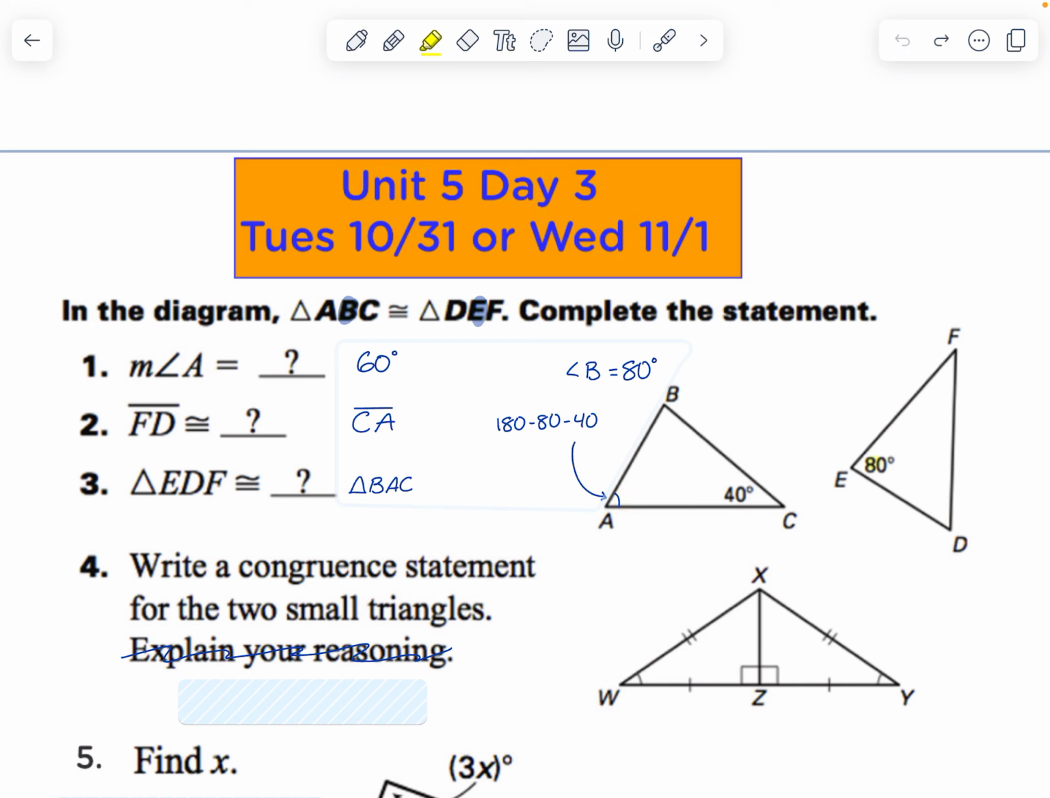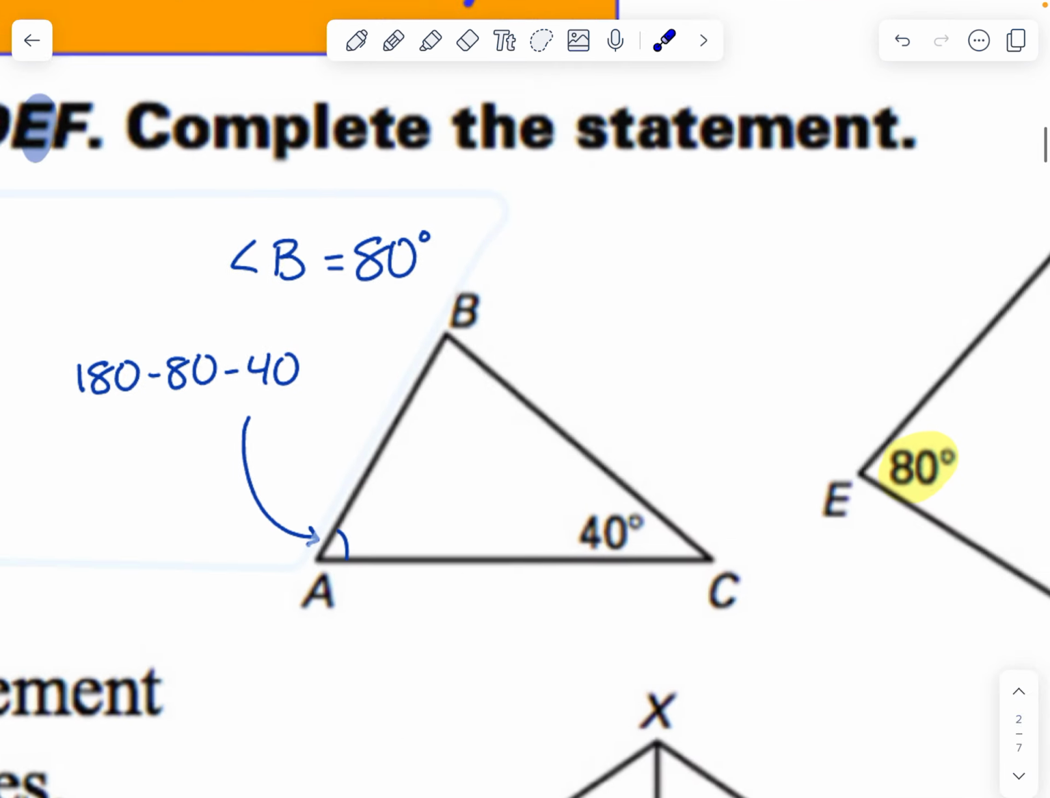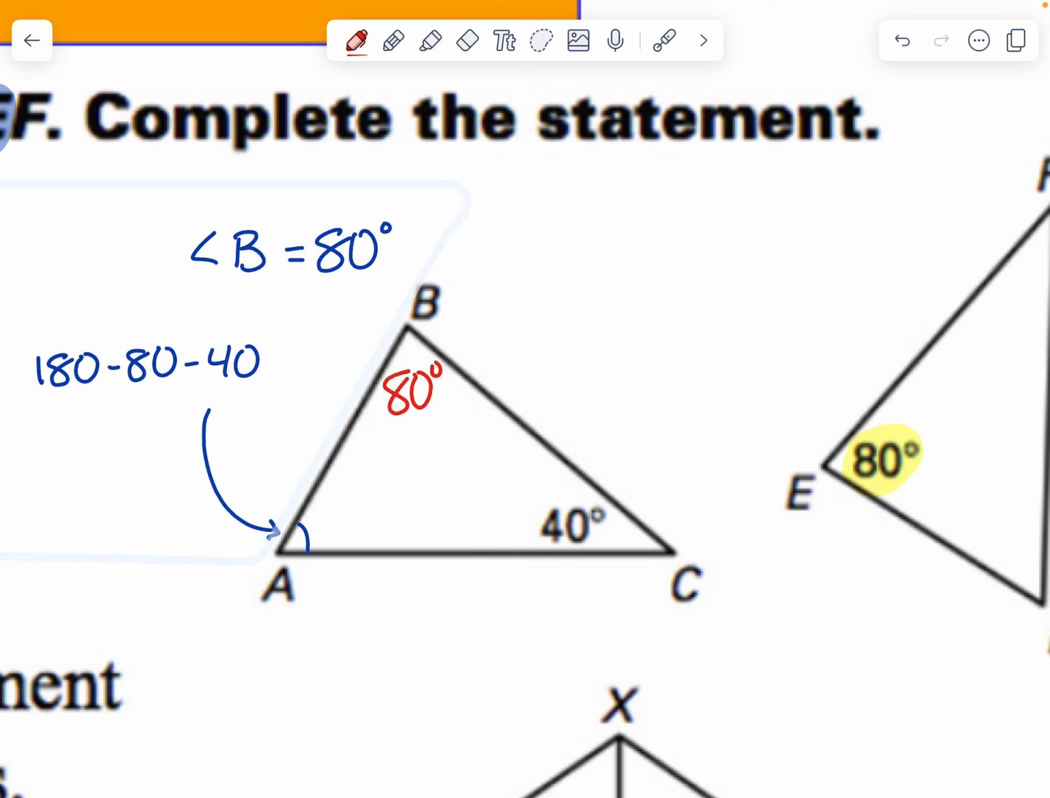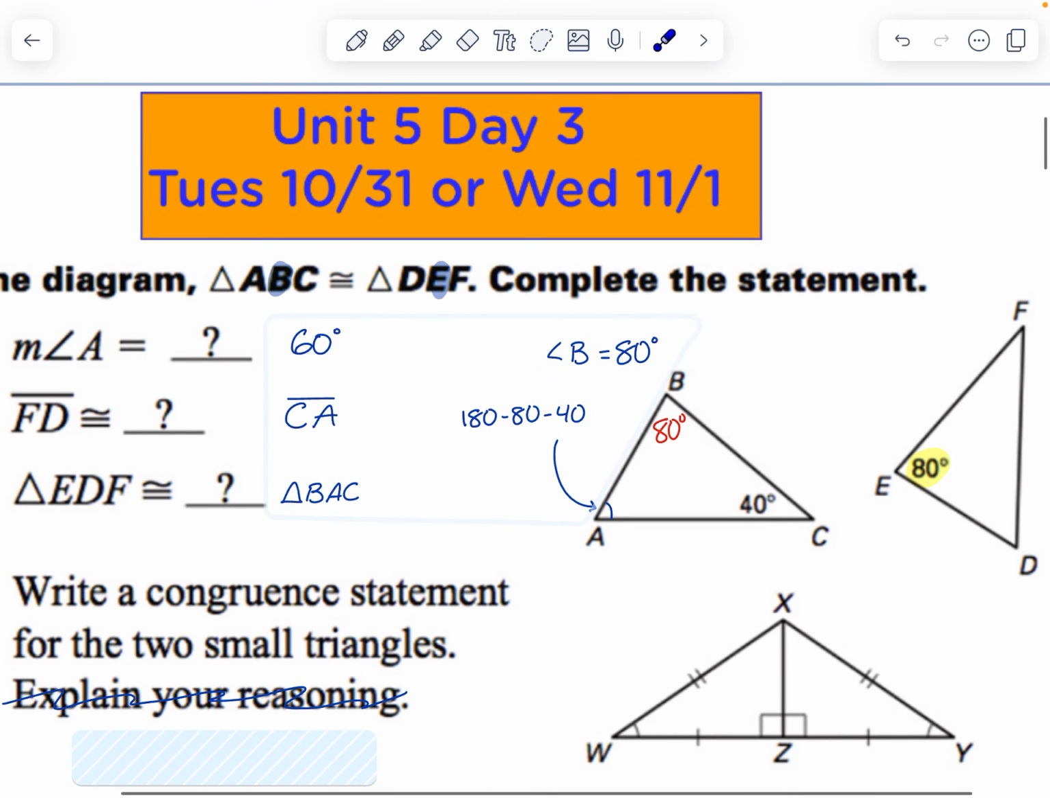What we do know is that E is 80. I don't have 80 anywhere over here. Let's see if I can find a way to get 80 to this triangle. Well, angle B is congruent to angle E. That's what the statement is telling us. So that means that angle B must be 80 degrees. Now I have an 80-degree angle here, 40-degree angle, and my missing angle that I'm trying to look for. 180 minus 80 minus 40 gives us 60 degrees. The measure of angle A is 60 degrees.